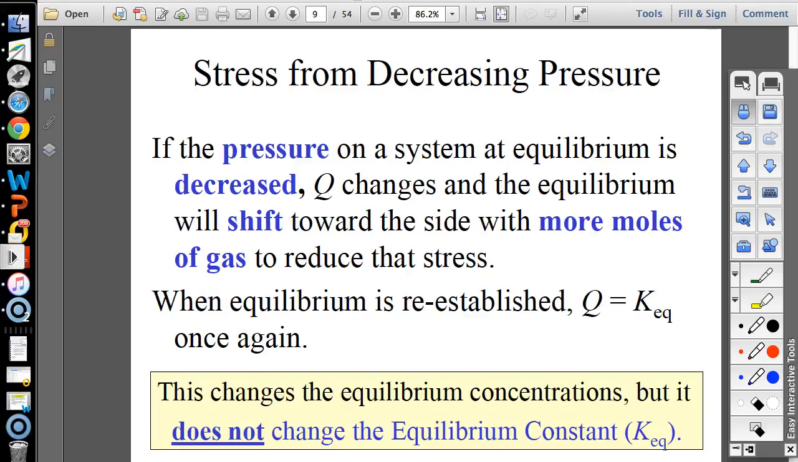When you decrease pressure, when you expand the container, it is going to try to fill that container back up. So it's going to shift toward the side that has the most gas particles, or moles of gas. This does not change the equilibrium constant, because you didn't change the temperature.